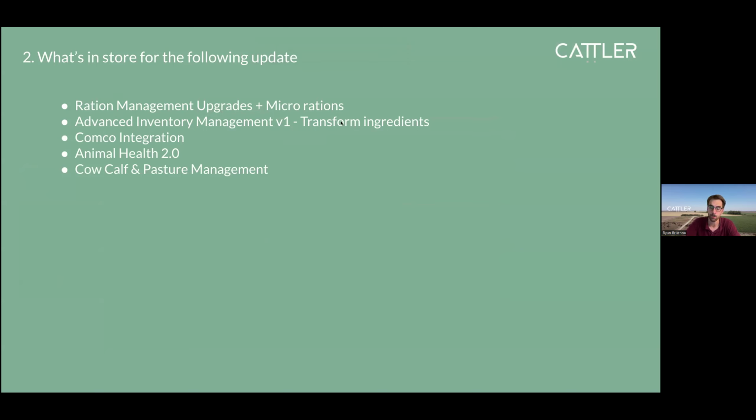What this means is you're going to be able to create your own micro rations from the ingredients that you have in your own supplies. Be able to create your own micro rations, or being able to transform ingredients. What that means is, say that you have 3 different hays and you want to create a new hay, or you have different ingredients that you want to create into a new ingredient in and of itself.